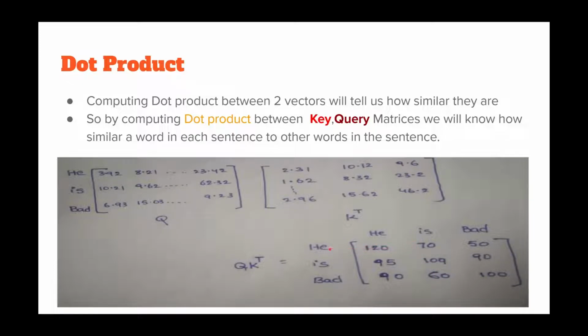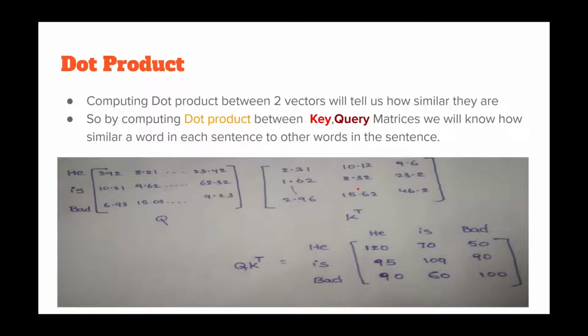If you look at the values, "he" to "he" is 120, because the similarity is more, since both words are the same. When you look at "he" and "is", the score is a little bit less, and "he" to "bad", the score is a little bit less again. And "is" to "is" is high, but "is" to "he" and "is" to "bad" are 95 and 90. So what this tells us is that when you do a dot product between the key and query matrices, it helps us know how similar a word in each sentence is to other words in the sentence. So this is the first step.